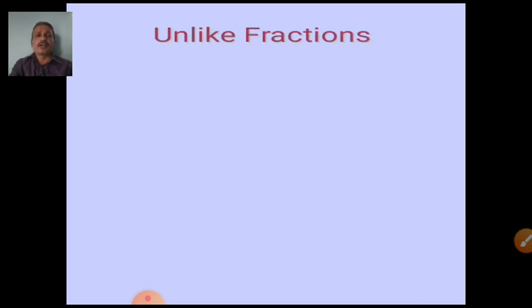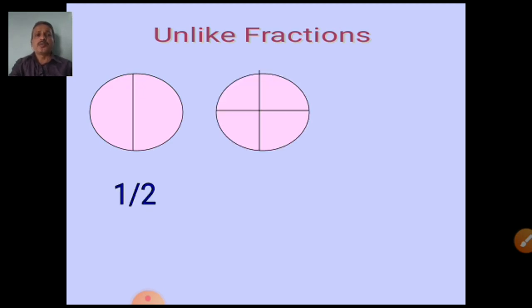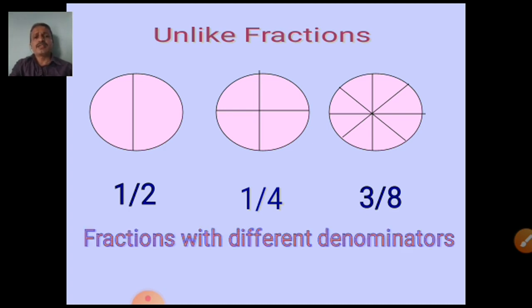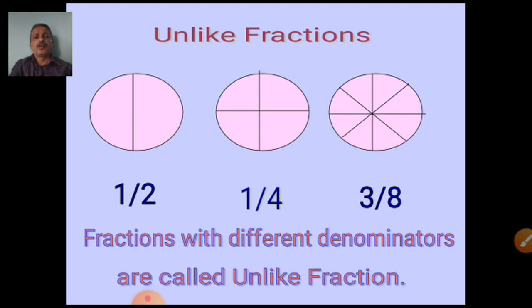See, unlike fractions look this way. Suppose this is 1 upon 2, this is 1 upon 4, 1 upon 8. So here 3 upon 8. Suppose 3 parts are selected. In each and every case you can find the denominator is different. Fractions with different denominators are known as unlike fractions.